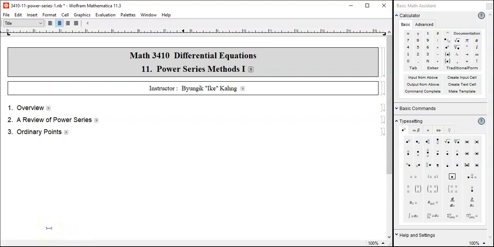Let's meet again in lesson 12, power series method, set 2.